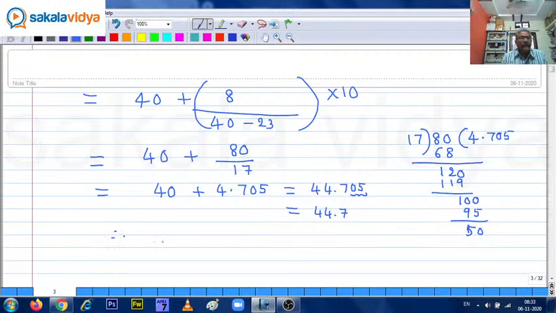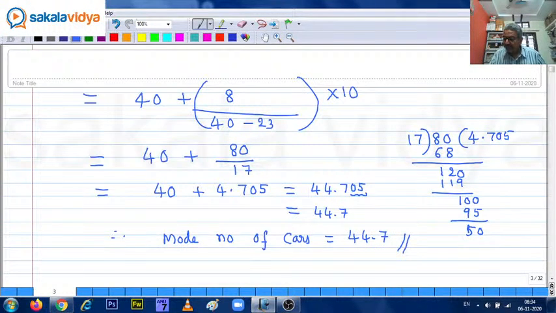Therefore, the mode of the number of cars is equal to 44.7. This is the answer.